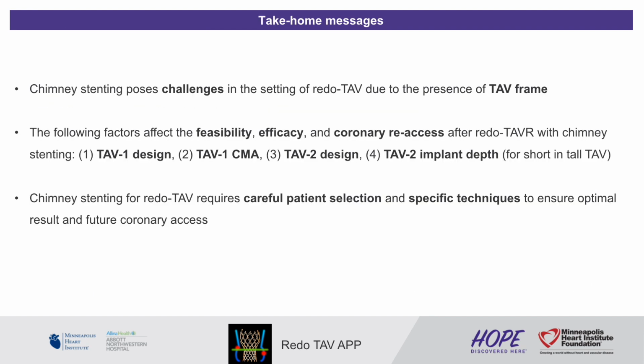In conclusion, chimney stenting poses challenges in the setting of redo TAV due to the presence of TAV frame, and the following factors affect the feasibility, efficacy, and coronary reaccess after redo TAV with chimney stenting: TAV1 design, TAV1 commissural misalignment, TAV2 design, TAV2 implant depth for short in tall TAV. Chimney stenting for either TAV requires careful patient selection and specific techniques to ensure optimal result and future coronary access.